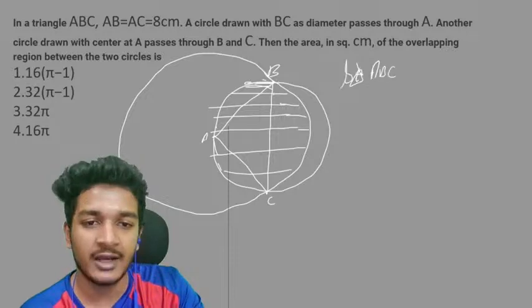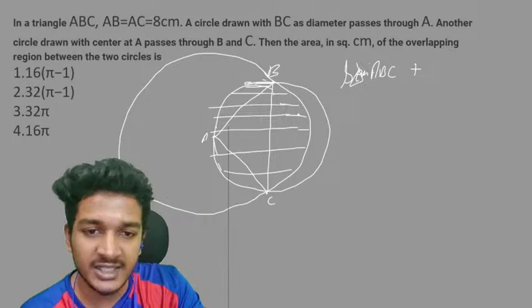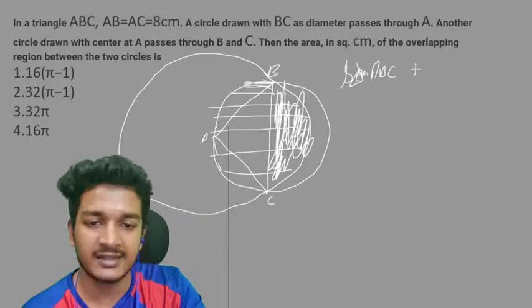Sorry, area of semicircle ABC plus. Now I have taken this much area. I need this area more, the one that I'm shading over here, the one with vertical lines. This I have to take more.